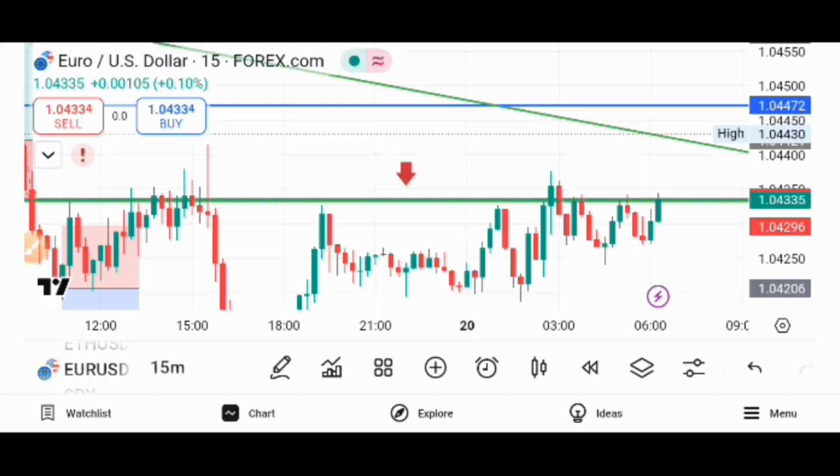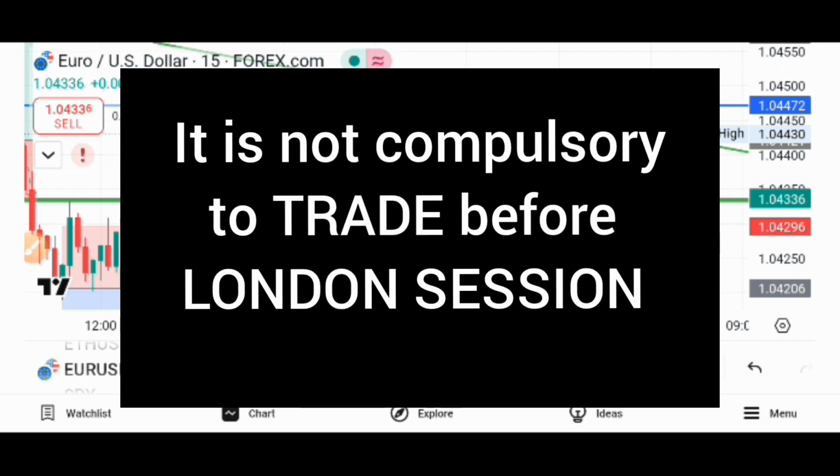But it's not compulsory that you must take the trade before the London session.